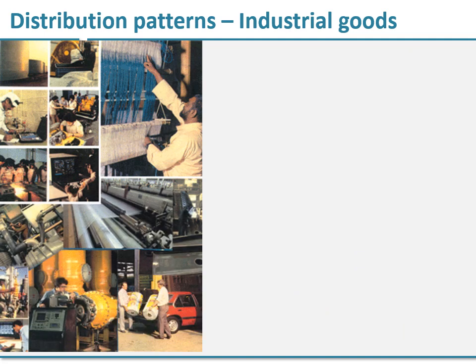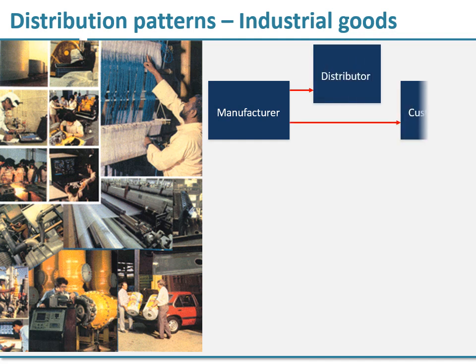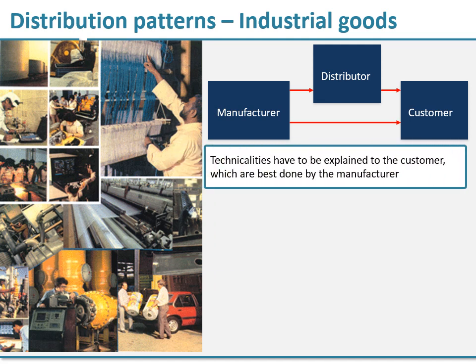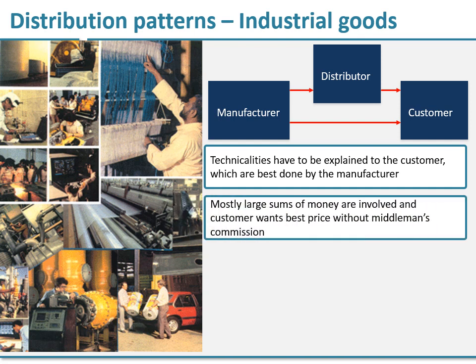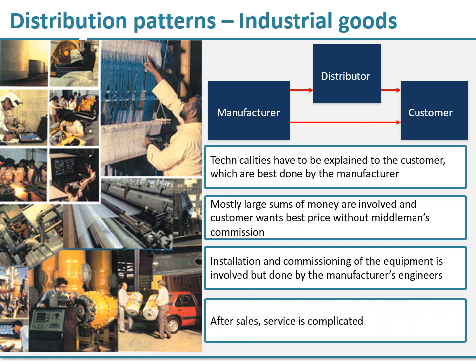Let us now look at the distribution patterns with the industrial goods. Manufacturer to customer; manufacturer to distributor, distributor to customer. Technicalities have to be explained to the customer, which are best done by the manufacturer. Mostly large sums of money are involved and the customer wants the best price without the middleman's commission. Installation and commissioning of the equipment is involved but done by the manufacturer's engineers. After-sales service is complicated.